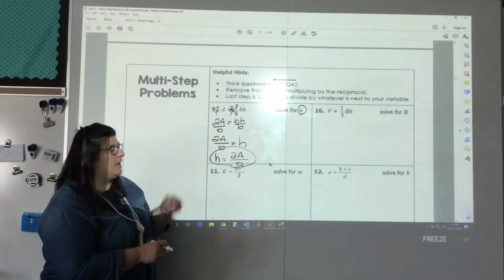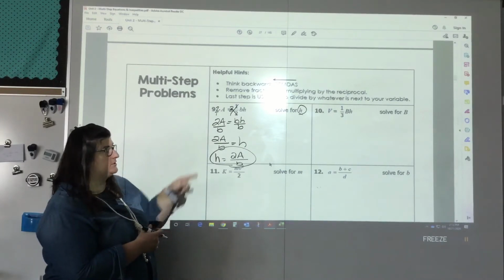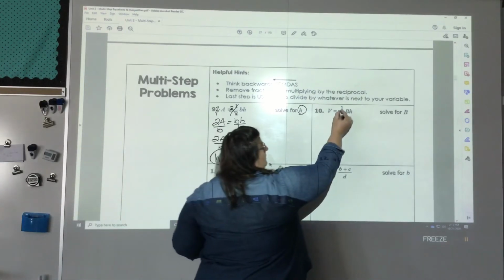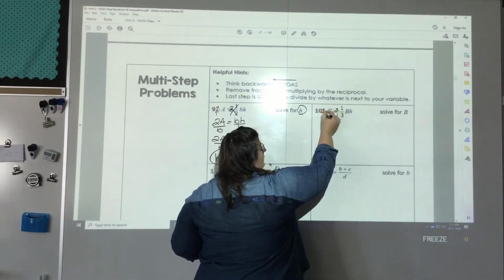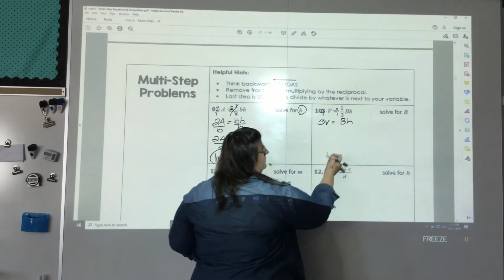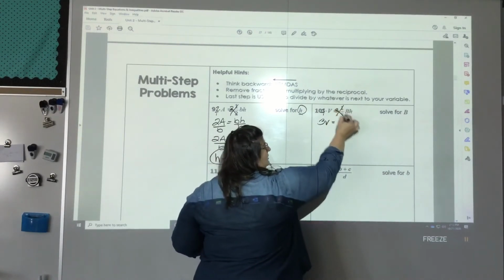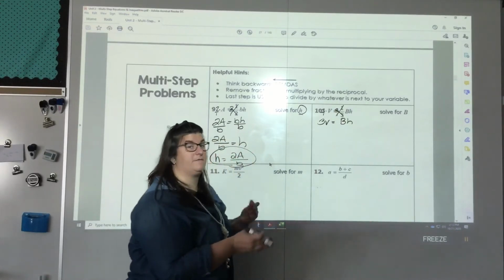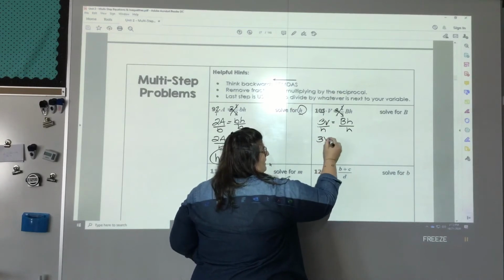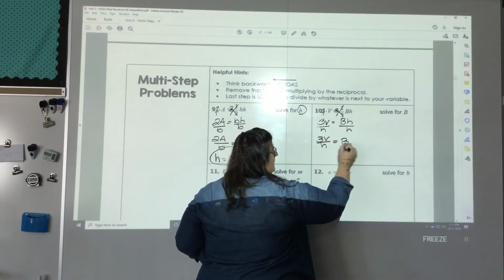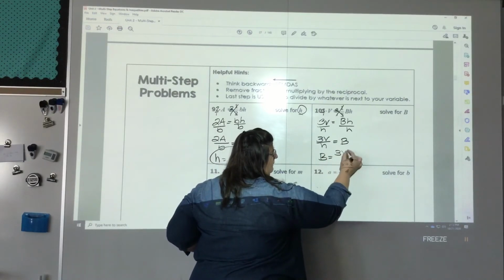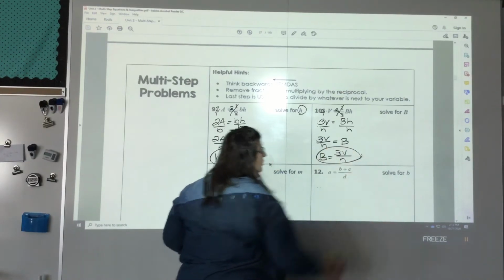So number 10, I want to get rid of that fraction, that 1/3. So I'm going to solve for b. The inverse of 1/3 is 3/1. I'm going to multiply by 3/1. I've got 3b equals bh, again canceling out my fraction. I want my b by myself, so I'm going to divide by that height, that h. 3b over h equals b. So I'm going to just rewrite it because I like the variable that we're solving for on the left. It's a good habit to get into.